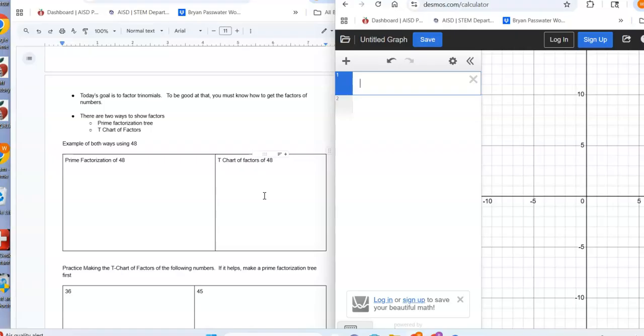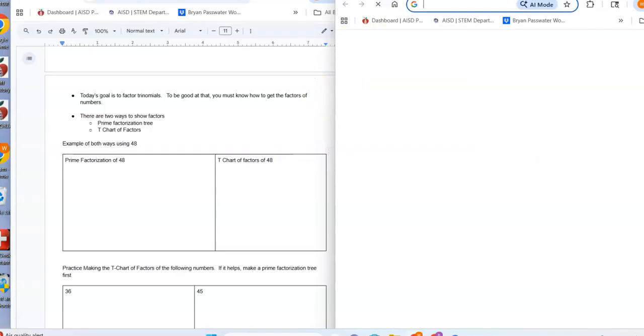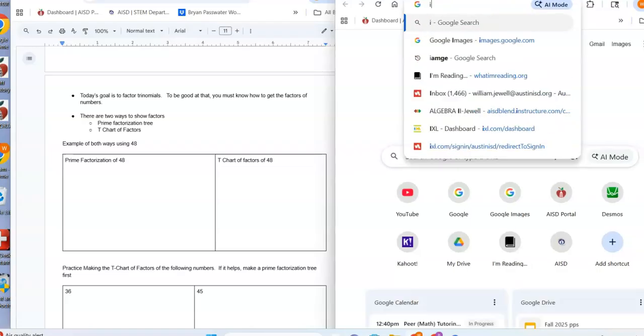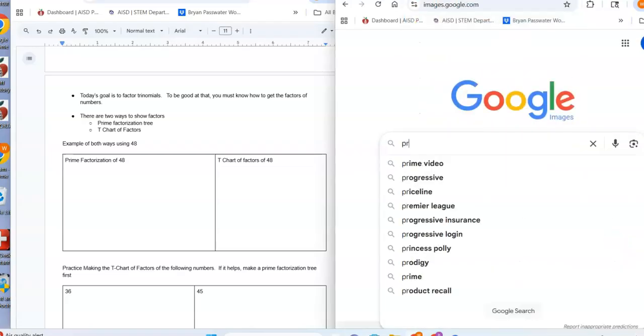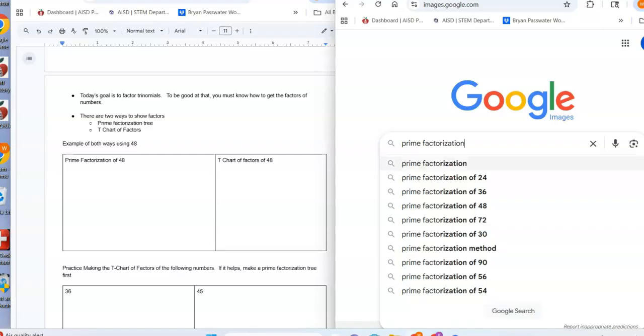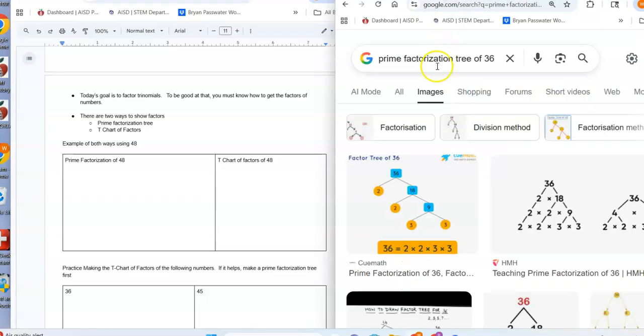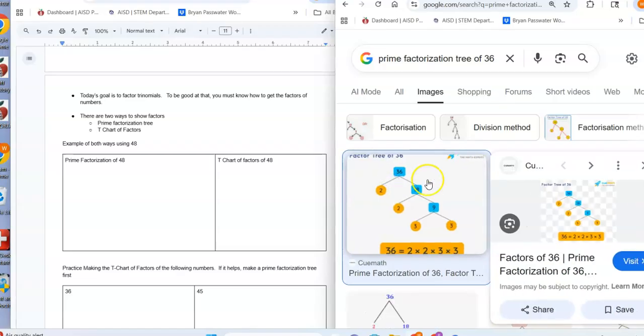Okay, I cannot accurately make a prime factorization tree using Desmos, so let me see if I can just Google images one. Prime factorization tree. All right, let's say we want the prime factorization tree of 36. What's it look like? All right, so this is kind of how it looks like. So you start with the number, and then if it's an even number, divide by 2. All right, and then 36 divided by 2 is 18.